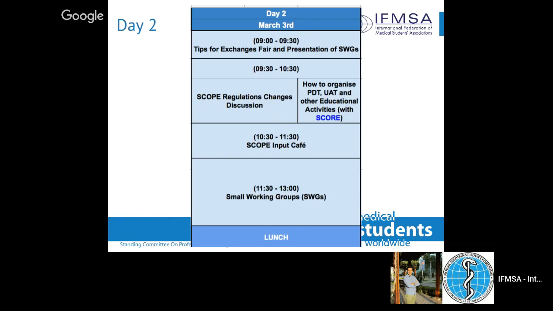There will be a session on how to organize PPT, UAT, and other educational activities together with SCORE again. And in parallel with this session, we will have the official discussion on the regulation change proposal.